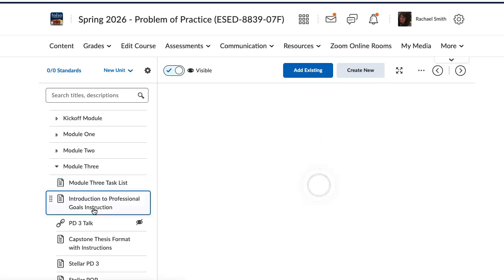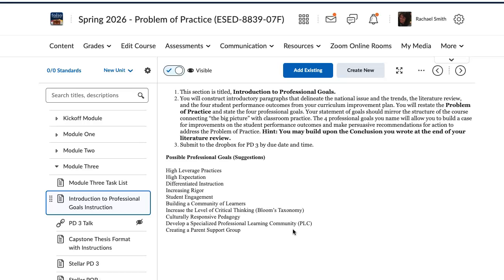So the first thing you'll need to do is title your section according to this document saying Introduction to Professional Goals. And then you're going to write an introduction, and it is going to be several paragraphs, and it's really a restatement. It's a summary. It's a shortened version of what you have in the first two sections of your thesis.